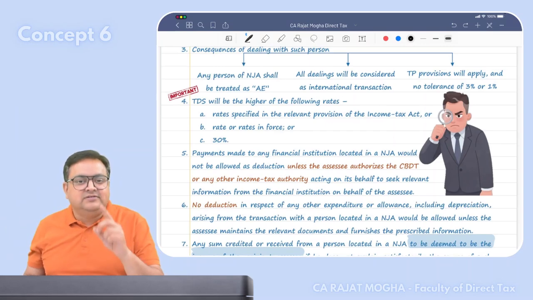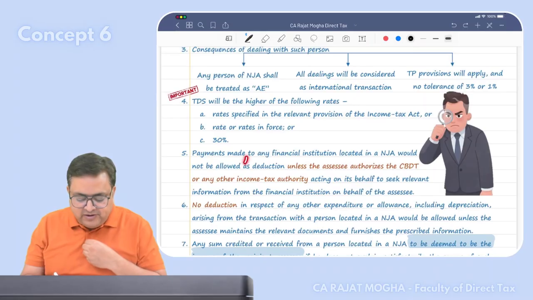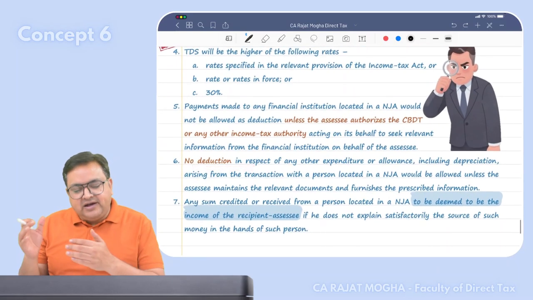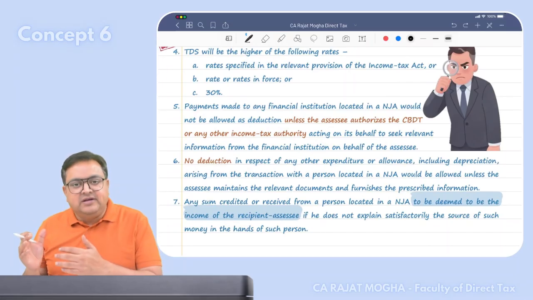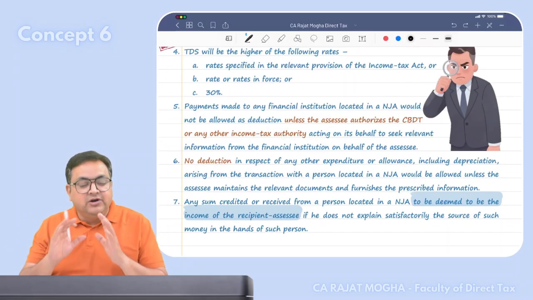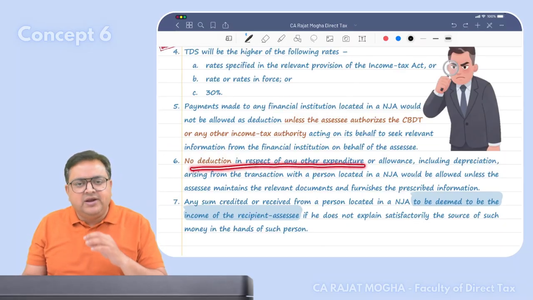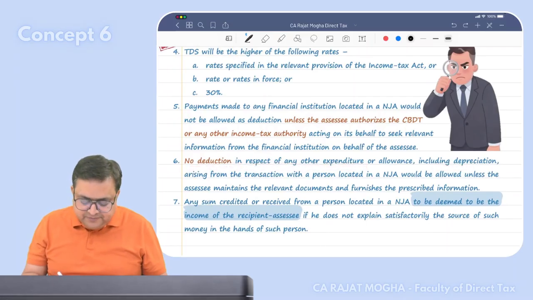If the assessee will not give us the power of attorney, we will not allow that interest. Second thing, if you have actually incurred some expenses, or let's say, for example, you have purchased some assets from the NJ, we will not give you depreciation also. No deduction in respect of any other expenditure which you are making, or any allowance, including depreciation, arising from the transaction with a person located in NJ.